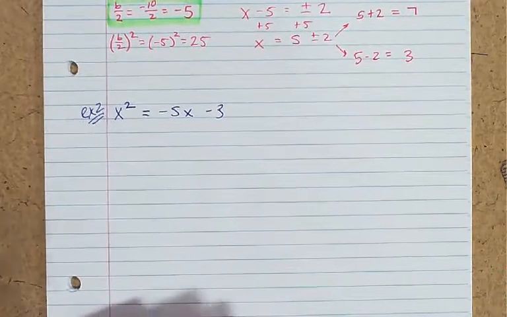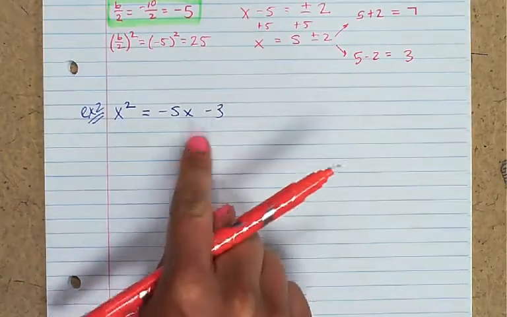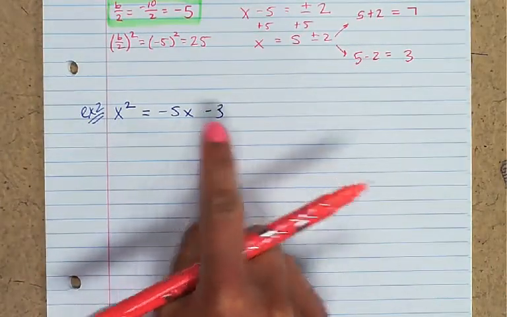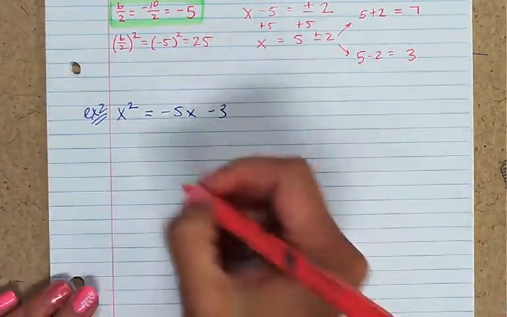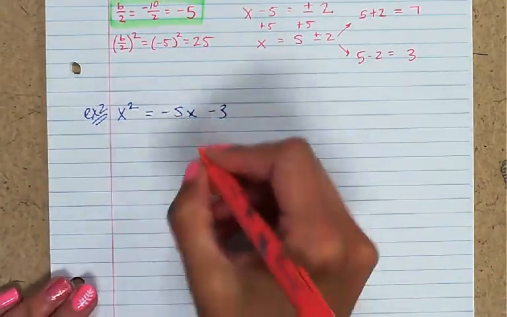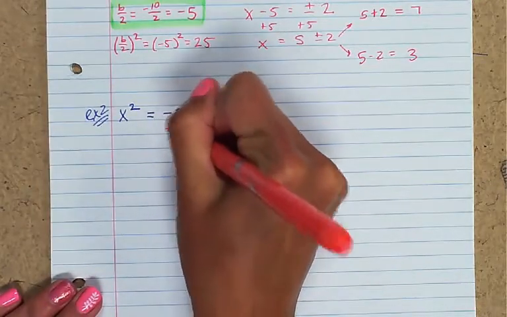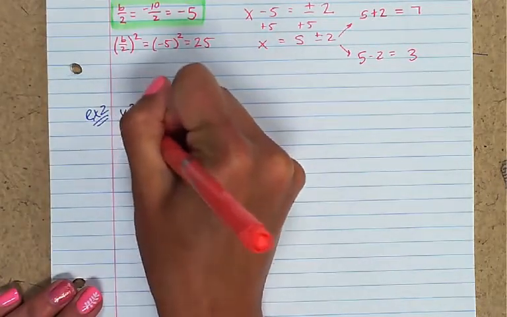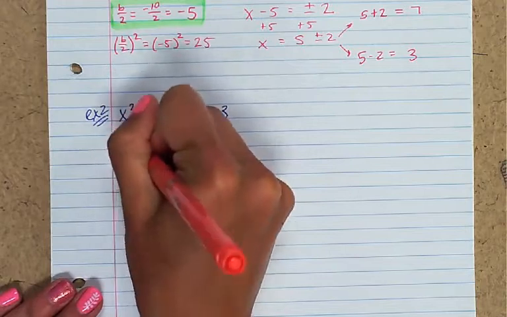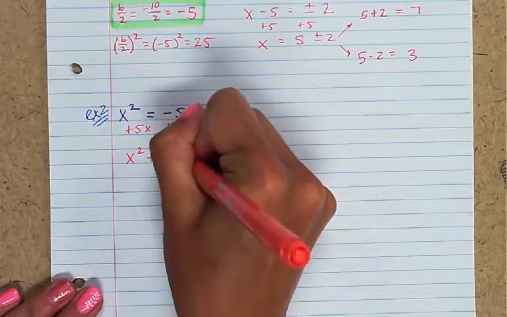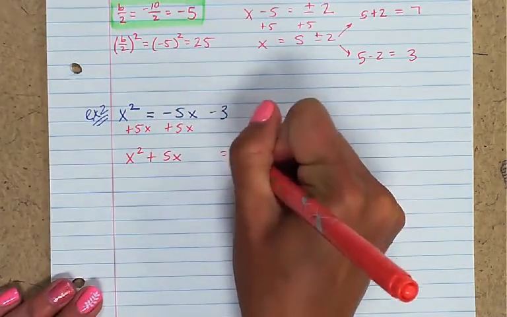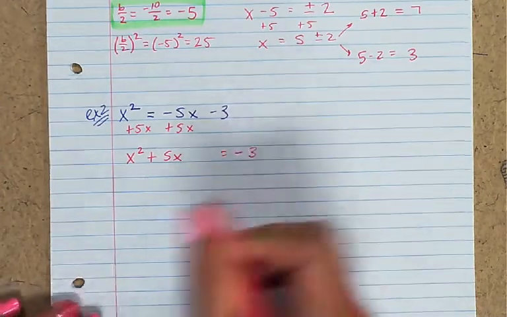Okay, so for this one, we have x squared by itself, but on the right, we have the negative 5x and the constant negative 3 over there. So we need to get the x and the x squared on the same side, but leave this guy over there. So I'm going to add 5x to both sides. So x squared plus 5x, again, I'm going to leave a little gap there, equals negative 3.